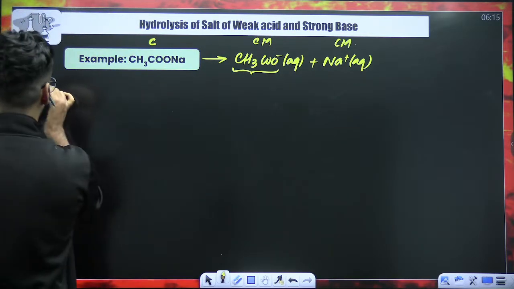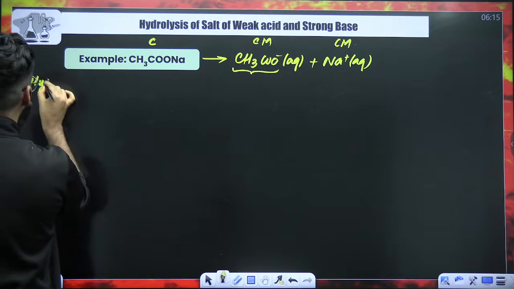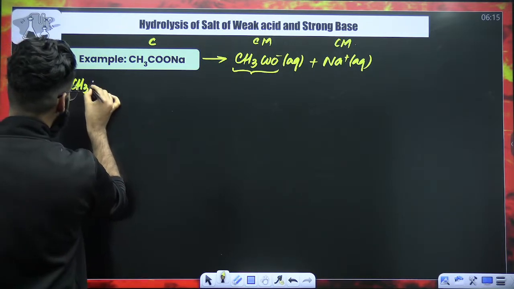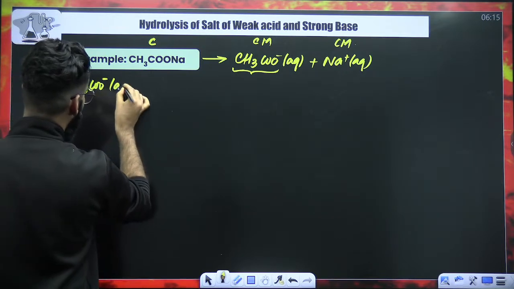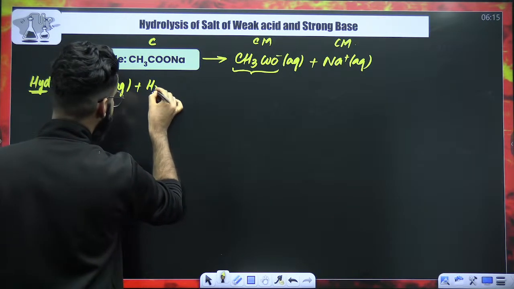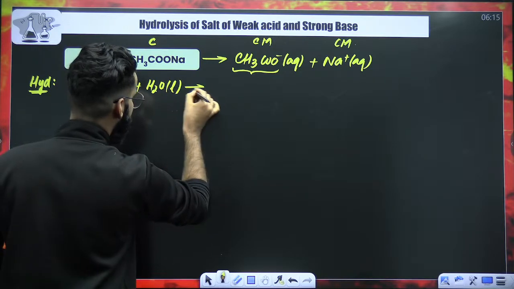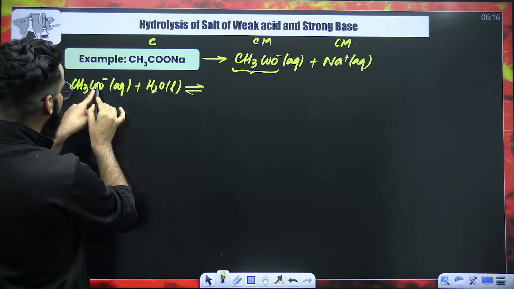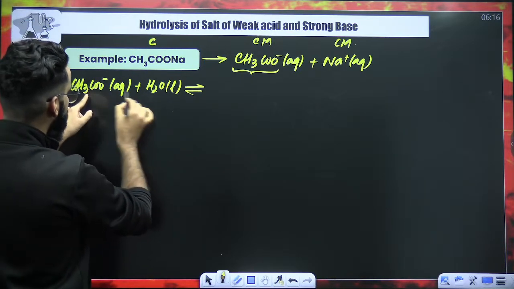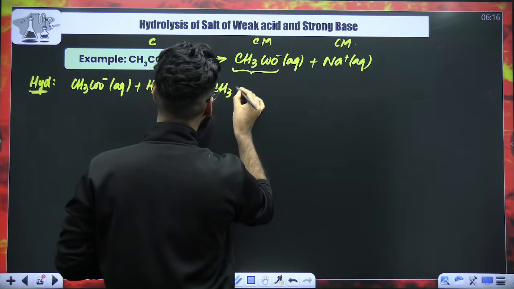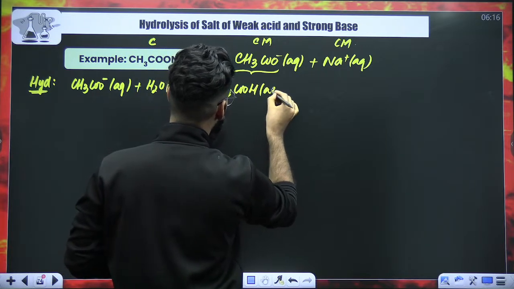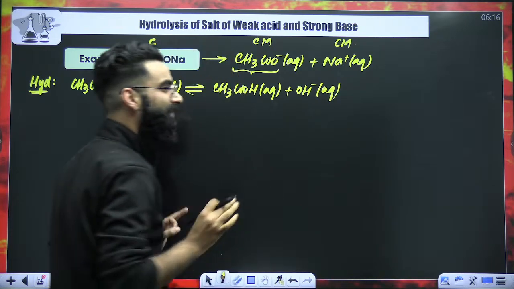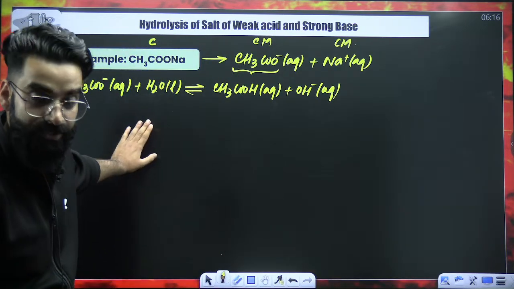So my first reaction will be the hydrolysis reaction. So what is happening in the hydrolysis reaction? I would say CH3COO negative is going to interact with water. And when it interacts with water, what will it lead to the formation of? The CH3COO negative will interact with the H positive of water, right? So it's going to lead to the formation of CH3COOH, and with that, you'll be getting OH negative as well. So this is my first reaction which is happening, that is the hydrolysis reaction, right?